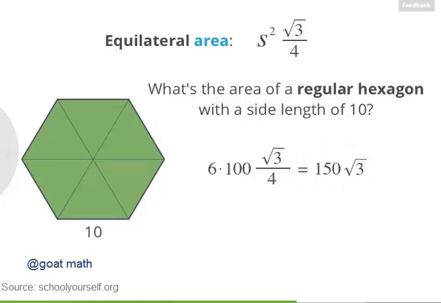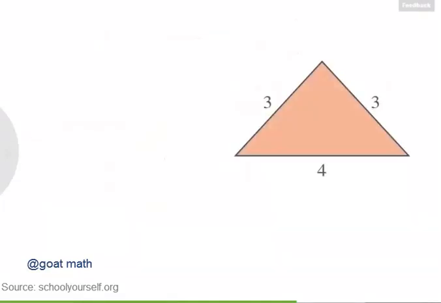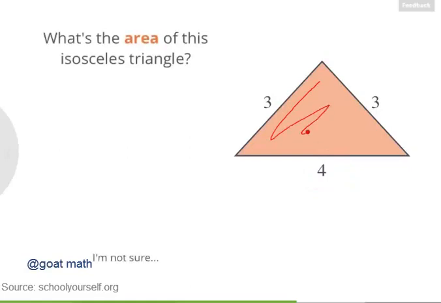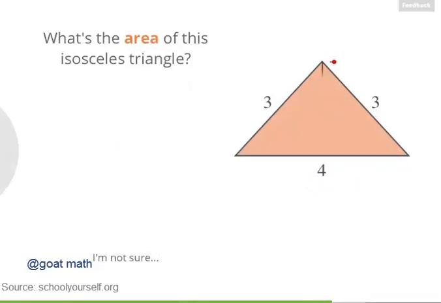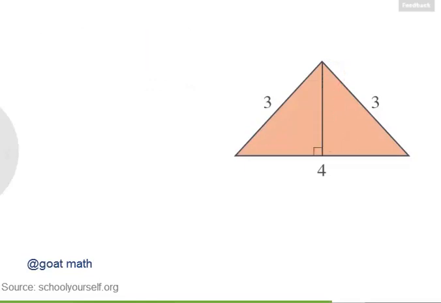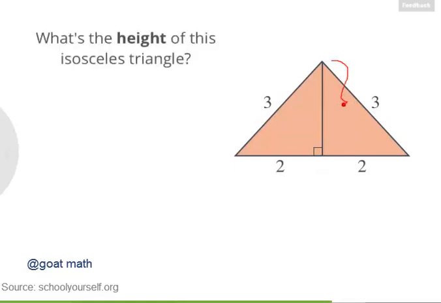Okay, so this approach of using the Pythagorean theorem to find the height can also work for isosceles triangles like this one here, with 2 sides of length 3 and 1 side of length 4. So what's the area of this triangle? Okay, no problem. Let's draw in an altitude. Now for this isosceles triangle, this altitude bisects the base, cutting it into 2 equal halves, each of length 2. So try using the Pythagorean theorem to determine the height of this isosceles triangle.